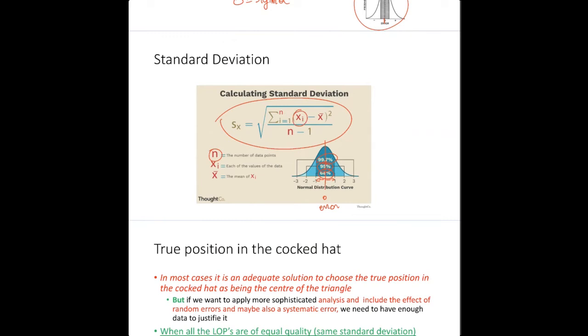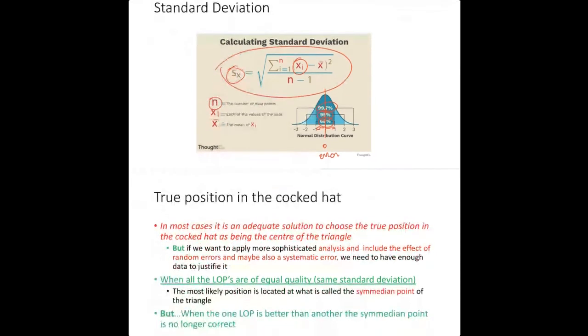And then if you calculate this formula here, if you take the square of the sum of all the differences between the value and the mean value, to the second power, or I don't know how to say this in English actually, this is the first time. And then you divide it by the number of data points minus 1, and you get your standard deviation. Okay.